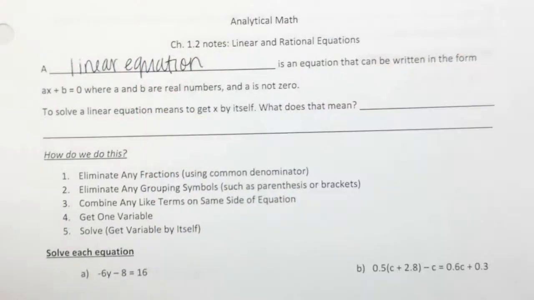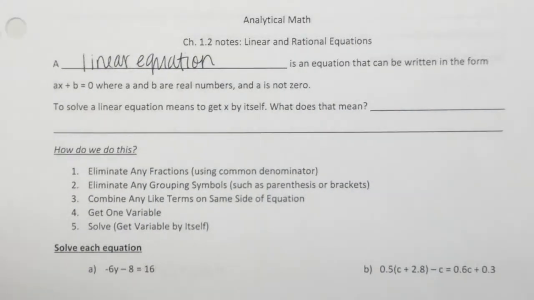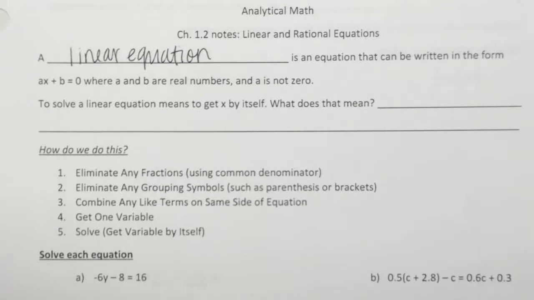What does it mean by linear equation? What do y'all know about linear equations? It has to do with lines. Linear means line. So linear equation is the equation of a line. But yes, we will get into slope-intercept form later with linear equations. It's an equation that can be written in the form ax plus b equals 0, where a and b are real numbers and a can't be 0.